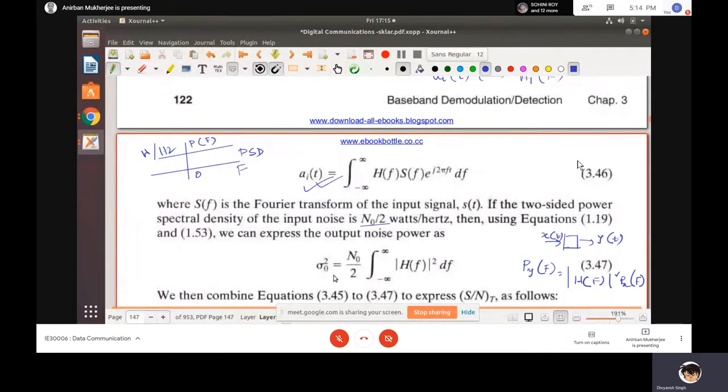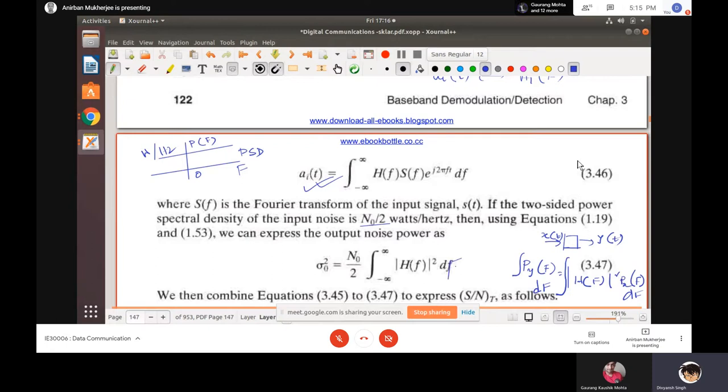So that means, now what is my output noise power? For zero mean noise, it is sigma square, the output sigma square, which is the variance. That means, what is my output power? I just have to integrate this with df. Now, the input power spectral density is N0 by 2. I told you the input noise spectral density is N0 by 2. So I will take N0 by 2, integral from minus infinity to plus infinity of mod H(f) square df.